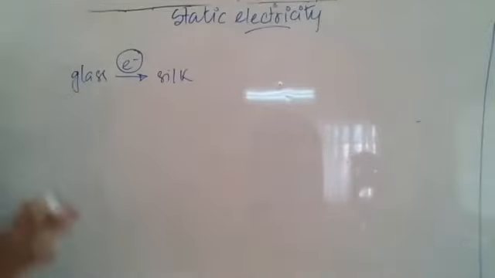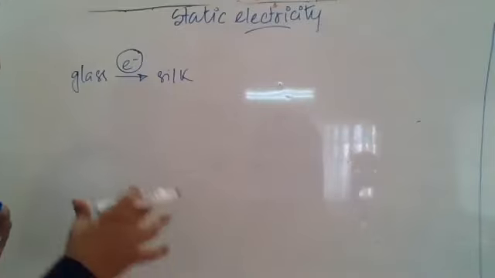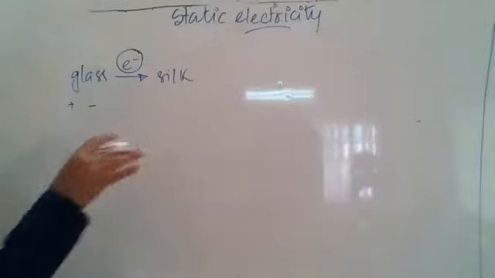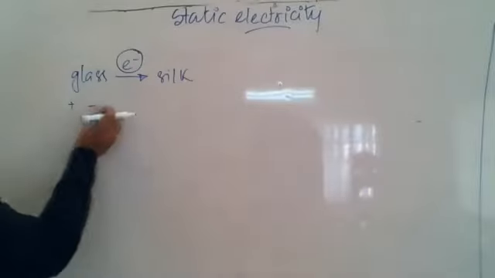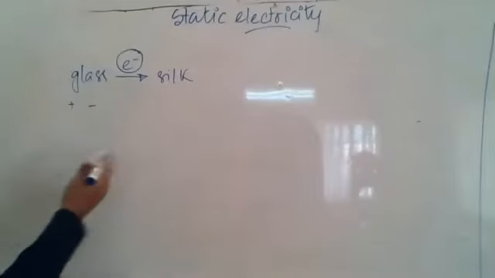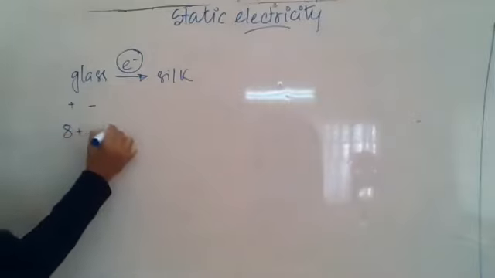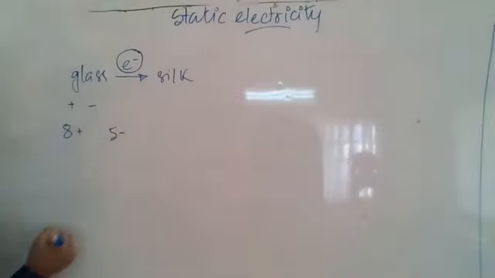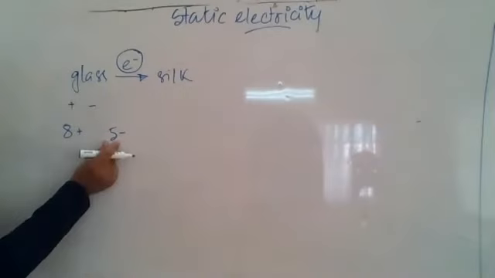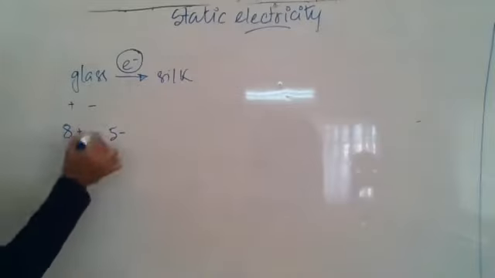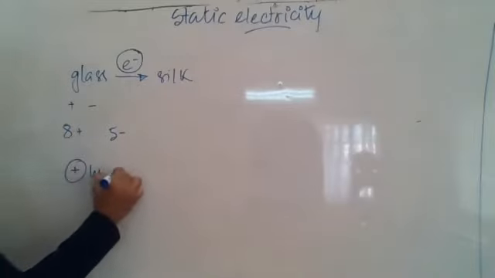Now in normal condition, all the objects are neutral. Neutral means equal number of protons and electrons. Equal number of protons and electrons balance each other. Now if you take some electrons from here, definitely it will have some extra protons. Let us say it had 8 protons and 8 electrons. Now if you take 3 electrons from here, then it will become 5 electrons, and 5 electrons will balance 5 protons. Extra 3 protons will be left, right? So this body will become positively charged.